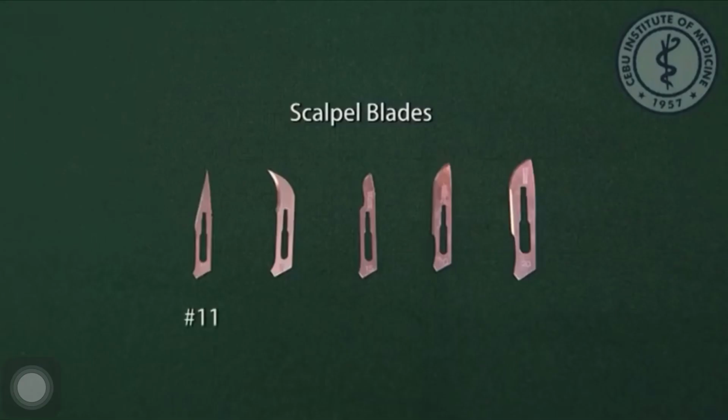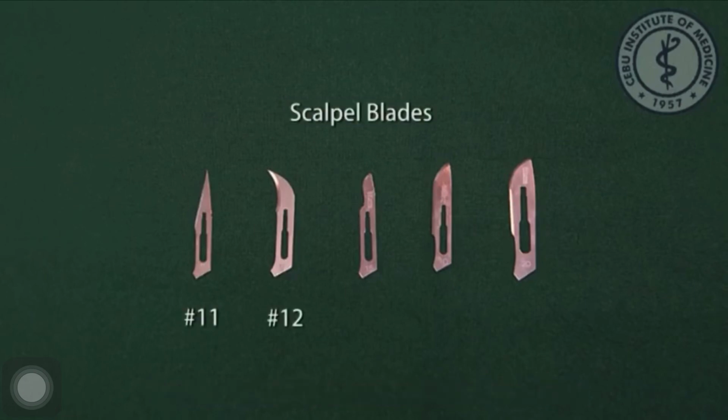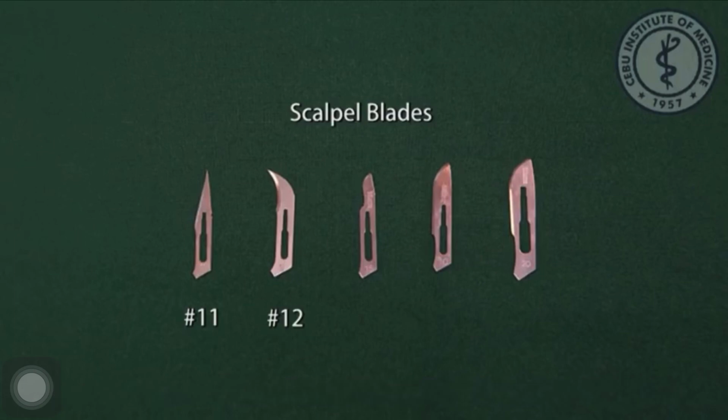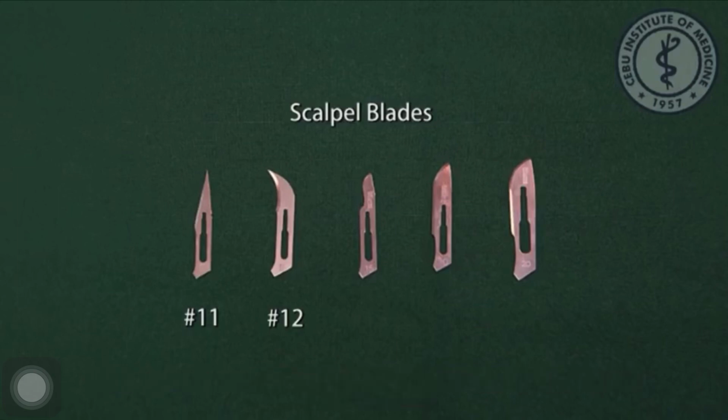Blade number 11, also known as the stab knife, with its elongated triangular blade sharpened along the hypotenuse edge, is with a strong pointed tip. Blade number 12, small, pointed, crescent-shaped blade sharpened along the inside edge of the curve, utilized as a suture cutter but also for arteriotomies, parotid surgeries, and ureteral lithotomies.